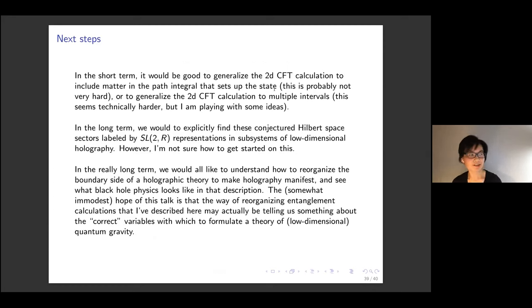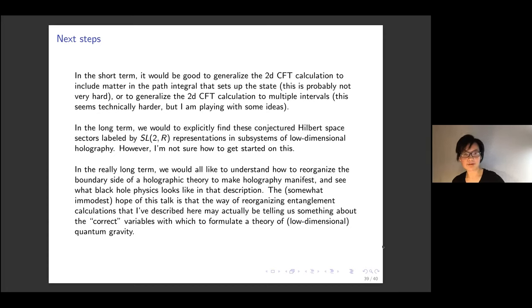So what comes next? In the short term, it would be good to generalize this 2D CFT calculation to, first of all, include matter in the Euclidean path integral that sets up the state, which is probably not too hard, or to multiple intervals, which is probably much harder since then we would no longer have the analog of the naive open string channel. But I'm playing around with some ideas. Basically, we would like to collect all possible kinematic data that we can from our technical trick of rewriting these entanglement entropies that we set up by path integral in some first order way.